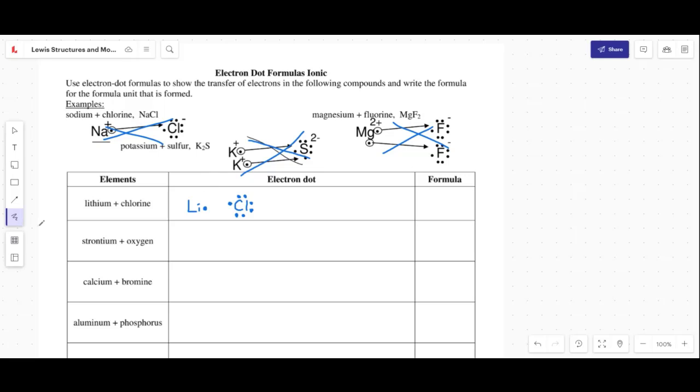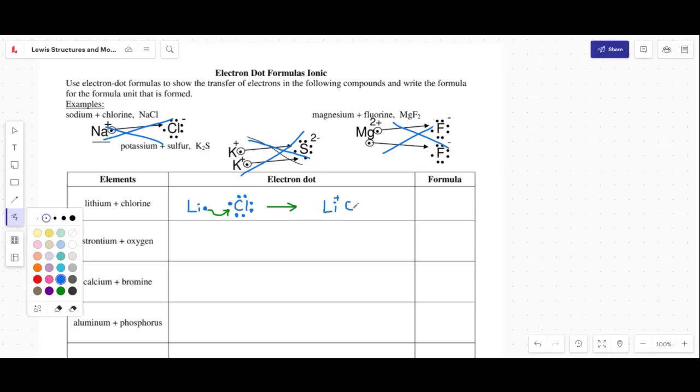Okay, so here's the deal. I'm going to change colors just to emphasize what's happening here. Lithium is going to transfer and give its electron to chlorine. What that results in ultimately is 2 ions which then stick together, forming the ionic bond. An ionic bond is simply the electrostatic force of attraction between a positive charge and a negative charge.